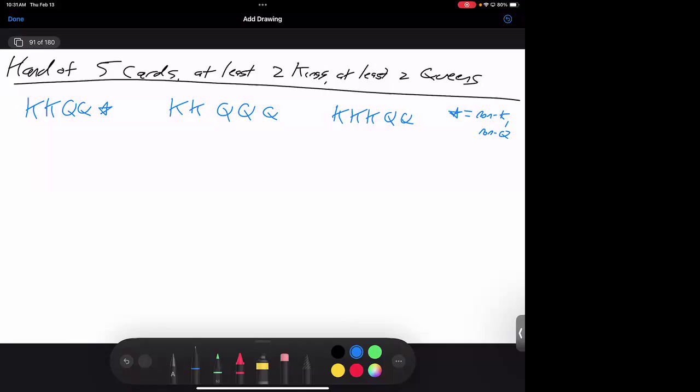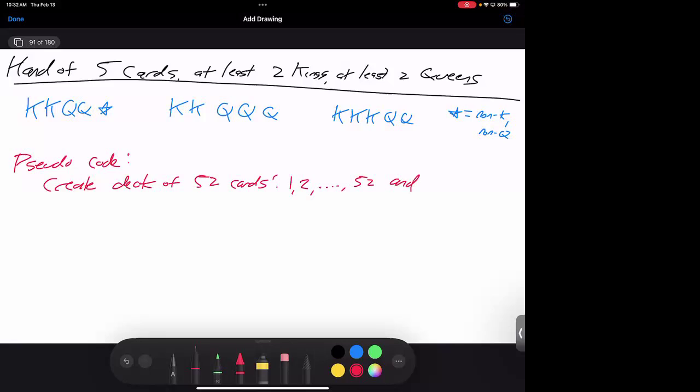So I want to create a deck, right? And then what do I do from the deck? Randomly sample, right? So I think the phrase is pseudocode: create deck of 52 cards. What will the elements of my deck be? Numbers. What numbers? So we could do 1 to 52, right? So you could do 1, 2, ... 52.